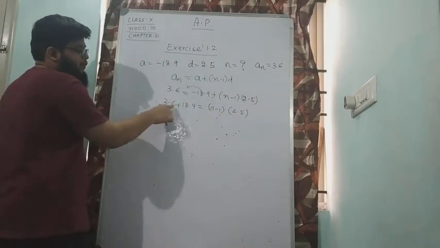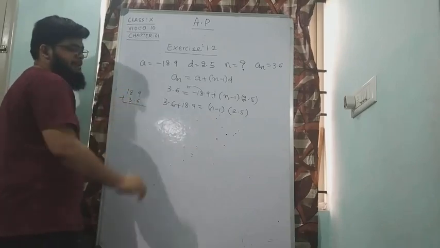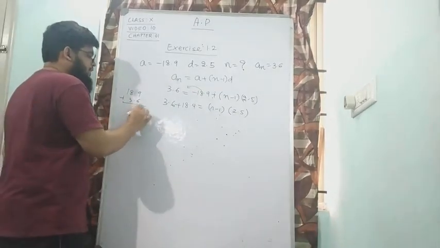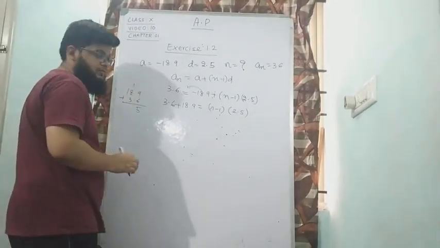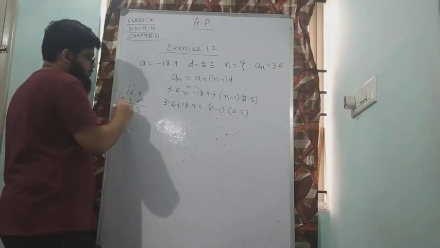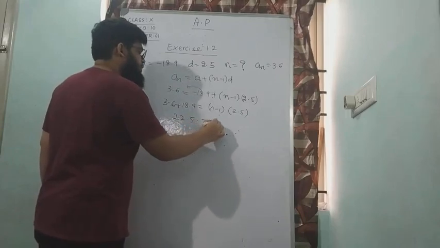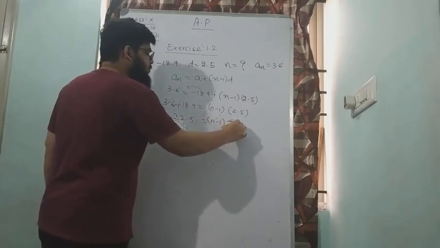So 18.9 plus 3.6. How much is 9 plus 6? 15. 8 plus 1? 9, 10, 11, 12. 1 carry. 1 plus 1 is 2. And here you have the point, so you get 22.5 is equal to (n minus 1) into 2.5.